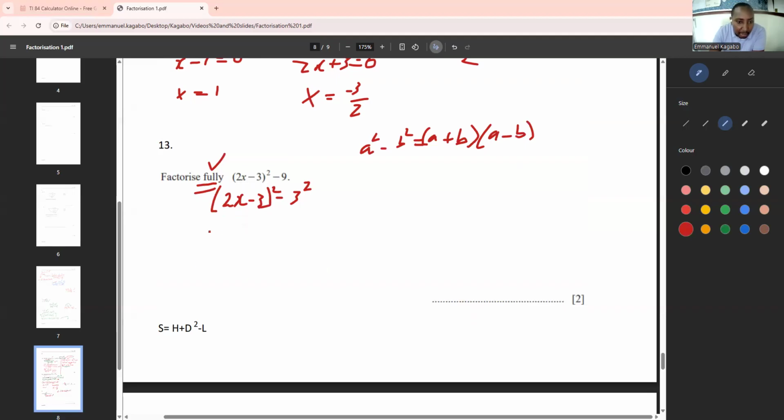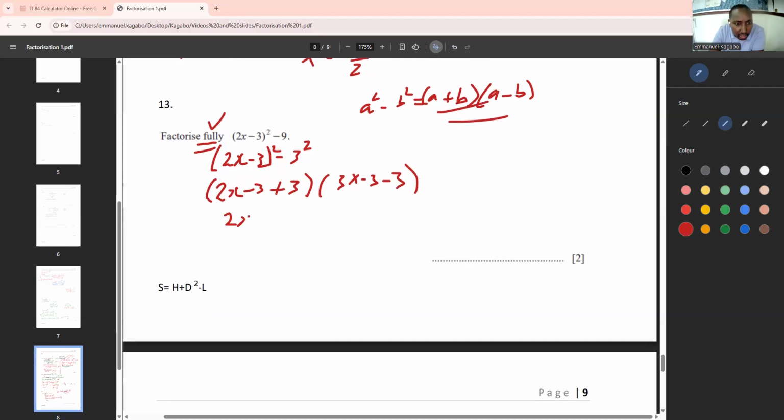Now, what does that mean? It means if I follow the formula, it's going to be 2x minus 3, that is my a, plus my b. What's my b? My b is positive 3 this time around. Bracket. What about this one now? 3x minus 3, then minus 3. Are we together here? I've just applied the difference of two squares. So what do we get here now? It will be 2x only. That's what is remaining. Bracket.